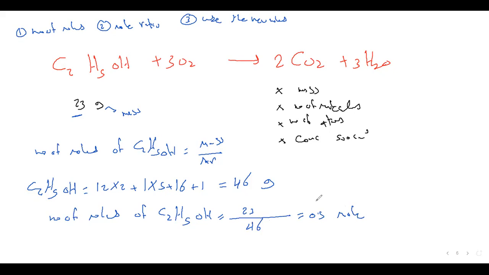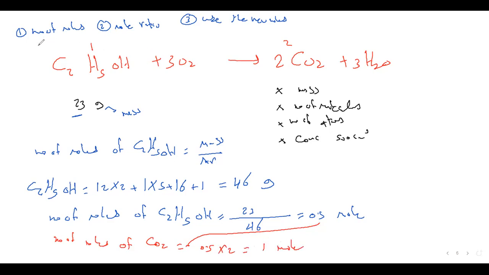يبقى أنا بدأت أحسب أول حاجة إيه؟ number of moles. خدت الماس over molar mass. Number 2, mole ratios. 1 mole is reacted with 2 moles. So the number of moles of carbon dioxide is equal to 0.5 multiplied by 2 equal 1 mole.